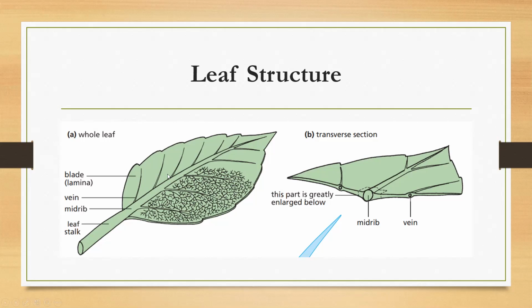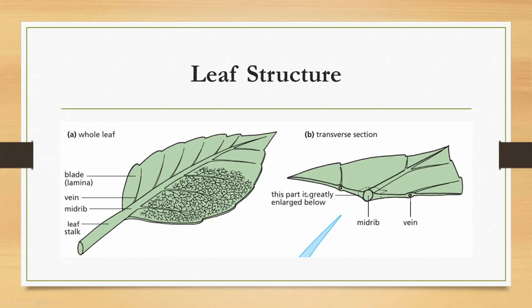We can see that's a leaf, and this is a blade or lamina, or maybe we can say the body of the leaf. And then this is vein, midrib, and leaf stalk. If in our body, this is like a bone that keeps our body strong. The same, there is vein and midrib.